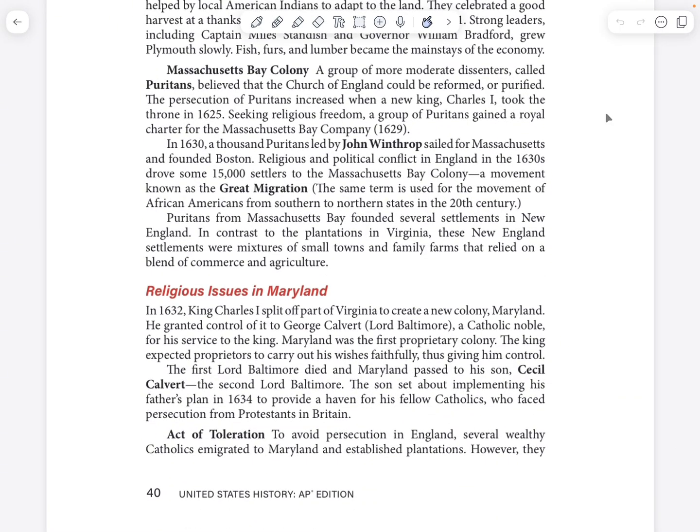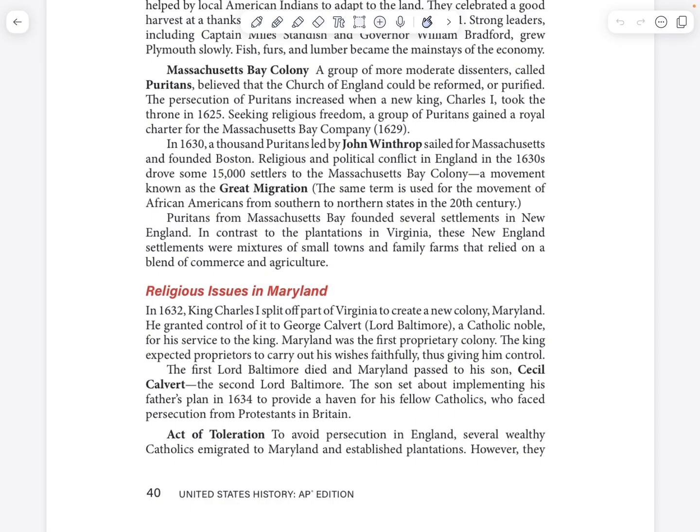Massachusetts Bay Colony. A group of more moderate dissenters, called Puritans, believed that the Church of England could be reformed or purified. The persecution of Puritans increased when a new king, Charles I, took the throne in 1625. Seeking religious freedom, a group of Puritans gained a royal charter for the Massachusetts Bay Company in 1629. In 1630, 1,000 Puritans led by John Winthrop sailed for Massachusetts and founded Boston.